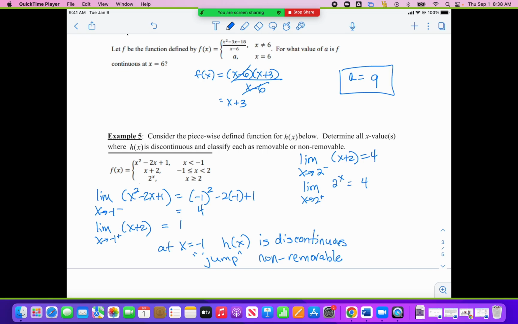So I've got that my limit exists, but what's f of 2? In order for it to be continuous, we've got to check that. f of 2 is 4. Oh, sorry, that's a little typo. That should be h of x, right? I'm like, why do I have an f over there and an h there? That's just a little typo. So h of x is continuous.